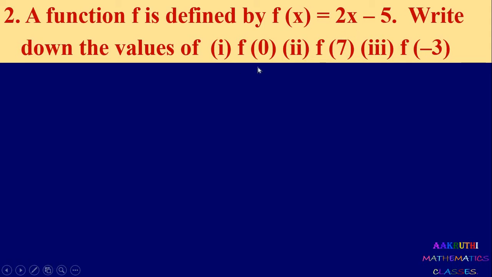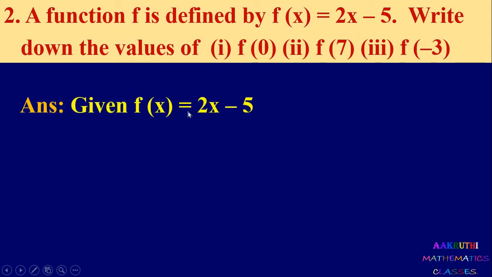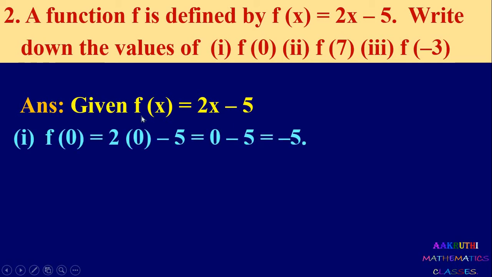That is, to find f of 0, substitute x equals 0. So here it is given f of x is 2x minus 5. So therefore f of 0 means it is 2 into 0 minus 5. So in place of x you have to substitute 0, and 2 into 0 is 0. 0 minus 5 is minus 5. So the answer is minus 5. So therefore f of 0 is minus 5.